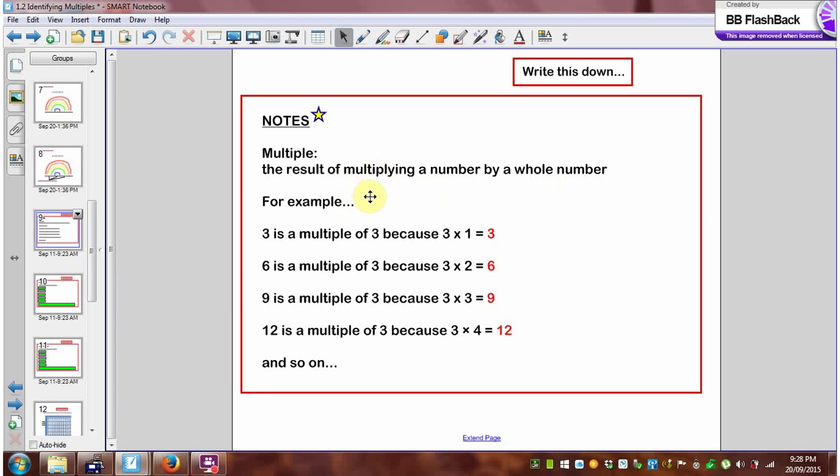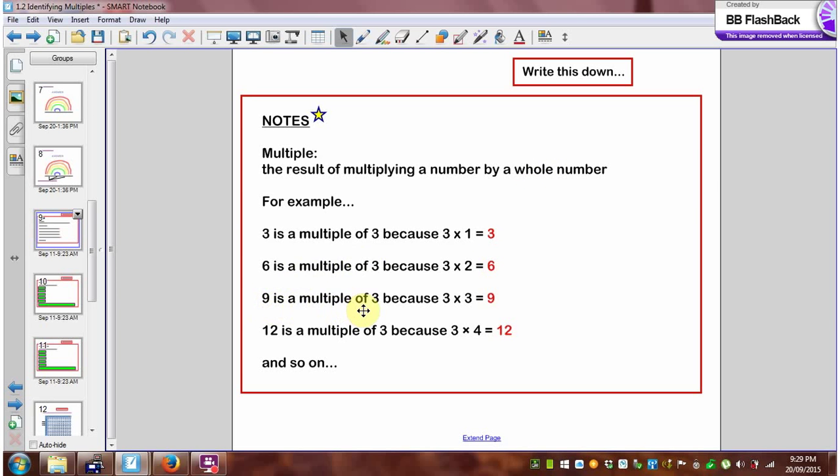So for example, 3 is a multiple of 3 because 3 times 1, and that's our whole number, equals 3. So here's our multiple. 6 is a multiple of 3 because 3 times 2, and that's our whole number, equals 6.